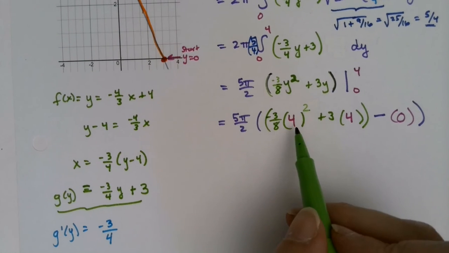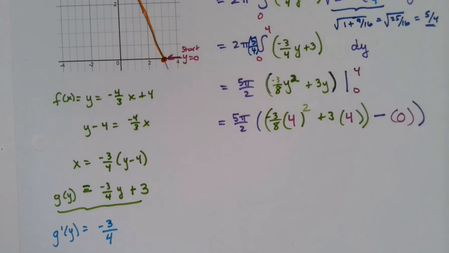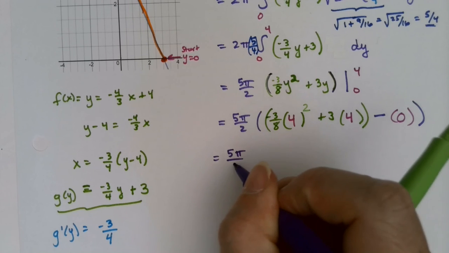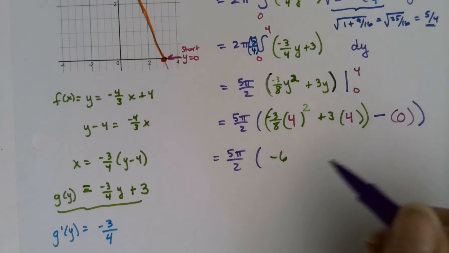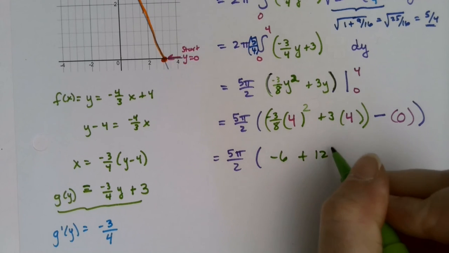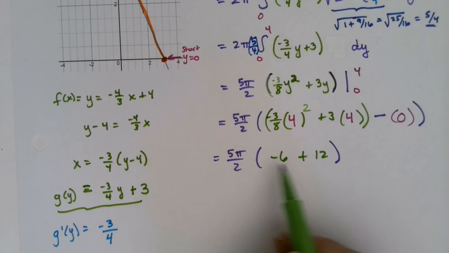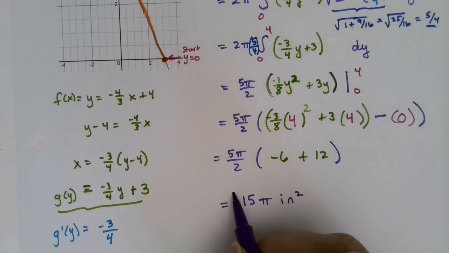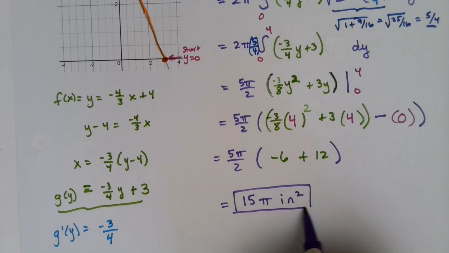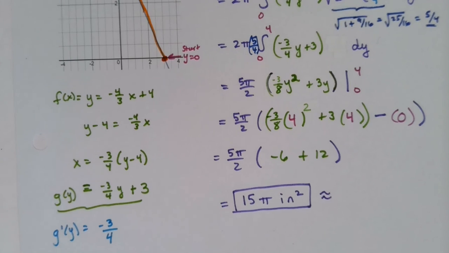Okay, so then this is 16 over 8, which is 2, which is negative 6. So this is 5 pi over 2 times negative 6 plus 12, which is 6. And 6 divided by 2 is 3, and 3 times 5 is 15. So this is 15 pi inches squared, because they told us inches was our unit of measurement for x and y. And again, if you want a decimal approximation for that, we have no problem.